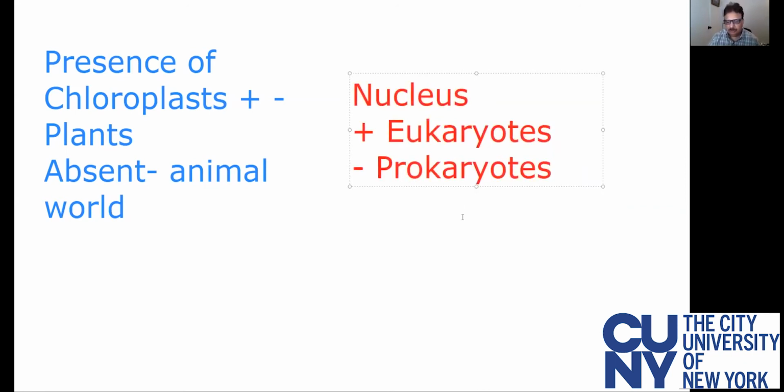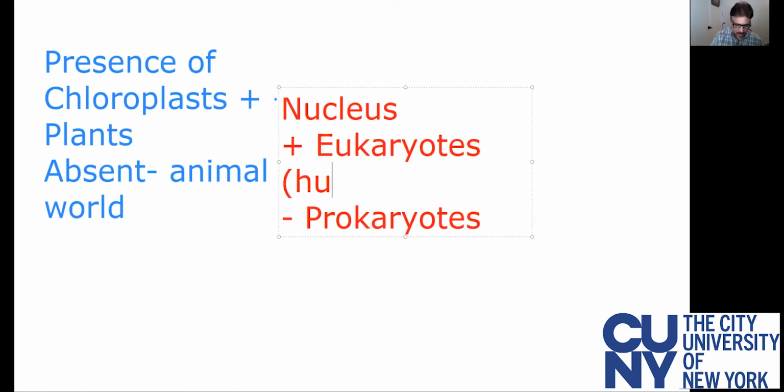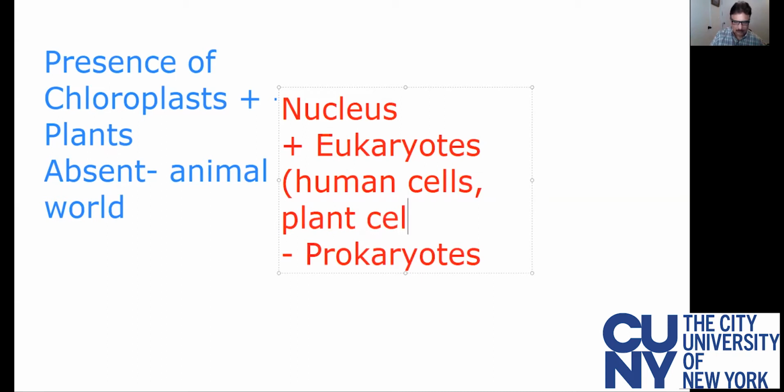So let's revise. We can distinguish organisms on the basis of number of cells between unicellular and multicellular, on the basis of chloroplast into animal kingdom and plant kingdom, and on the basis of presence or absence of nucleus, eukaryotes and prokaryotes. So what are the examples of eukaryotes? Such as human cells, plant cells, and an example of prokaryotes will be bacterial cells.